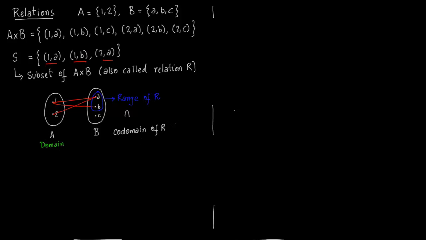Okay, so now let me write this down again. This idea of domain and range is important. So the domain is just the first element of the pair, because the first element belongs to set A. So this is called the domain. And the second element is called the range of the relation R. So whenever you talk about domain or range, you are talking about it in terms of a relation R.